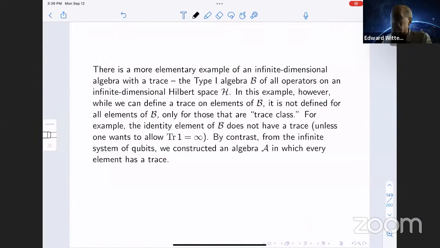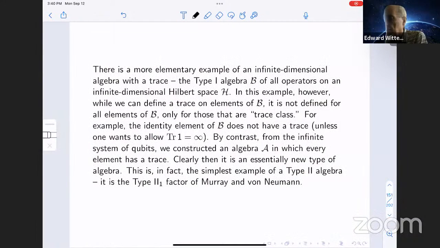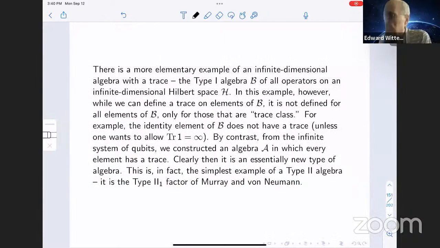By contrast, from the infinite system of qubits, we constructed an algebra curly A in which every element has a trace. So clearly, it's an essentially new type of algebra. In fact, it's the simplest example of a type 2 algebra. It's the type 2-1 factor of Murray and von Neumann. Factor just means that its center is trivial. Its center consists only of complex scalars. Factor is the von Neumann algebra analog of a simple Lie group, for example.